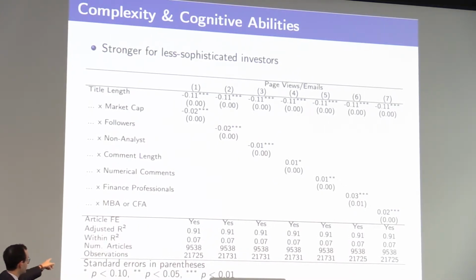But if there's a higher proportion of people, this is an interaction term, but if there are a higher proportion of people with these sophisticated degrees and they look more sophisticated, you see that the relationship, that minus 0.11 at the top, becomes less important. You add the two coefficients, you get minus 0.09. It's still there though. In terms of magnitude, it doesn't go away. These are all standardized, so a standard deviation change in the MBA in the population doesn't wipe away the result. So sophisticated audiences look like they're less sensitive, but they still are sensitive in a pretty important way, in a big way. So I'll just highlight that one.